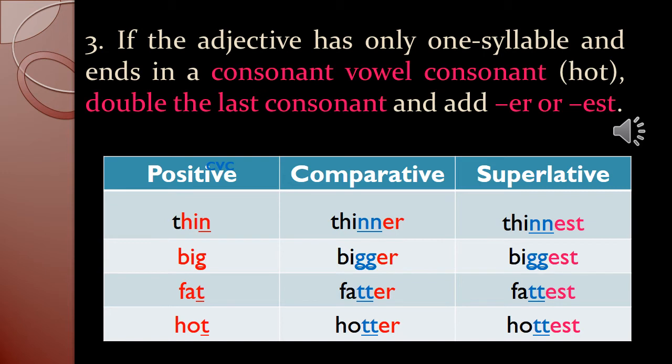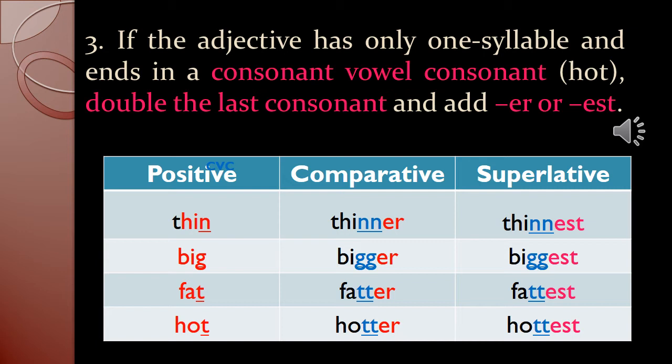Lastly, rule number 3, if the adjective is a very short word, usually 3-letter words, boys and girls, and they're definitely 1 syllable, and they end, the last 3 letters are consonant, vowel, consonant. So for example, our word here is hot. H is consonant, O is a vowel, and T is another consonant. What we need to do for this is we need to double the last consonant of the word, and then again we add ER or EST.